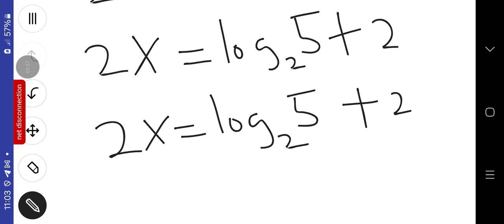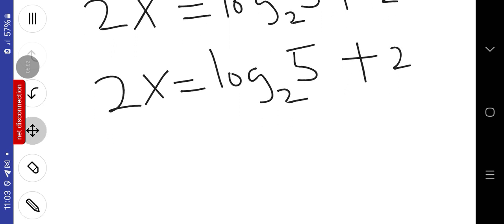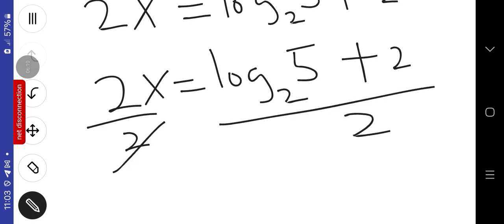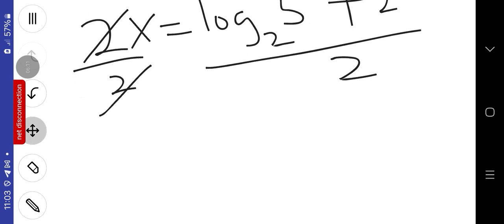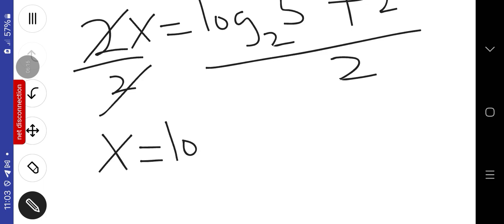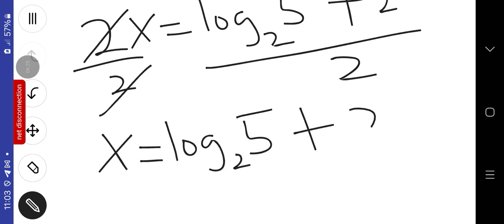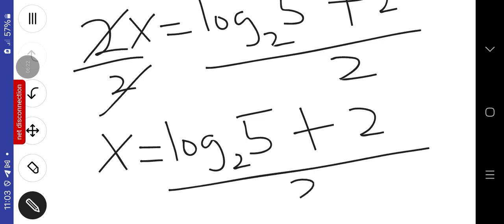Remember, we want to make x the subject. So here we can see 2 is attached to x by multiplication. Because of that, we divide here by 2 and then divide here by 2. So our final answer becomes x is equal to log 5 base 2 plus 2, all over 2.